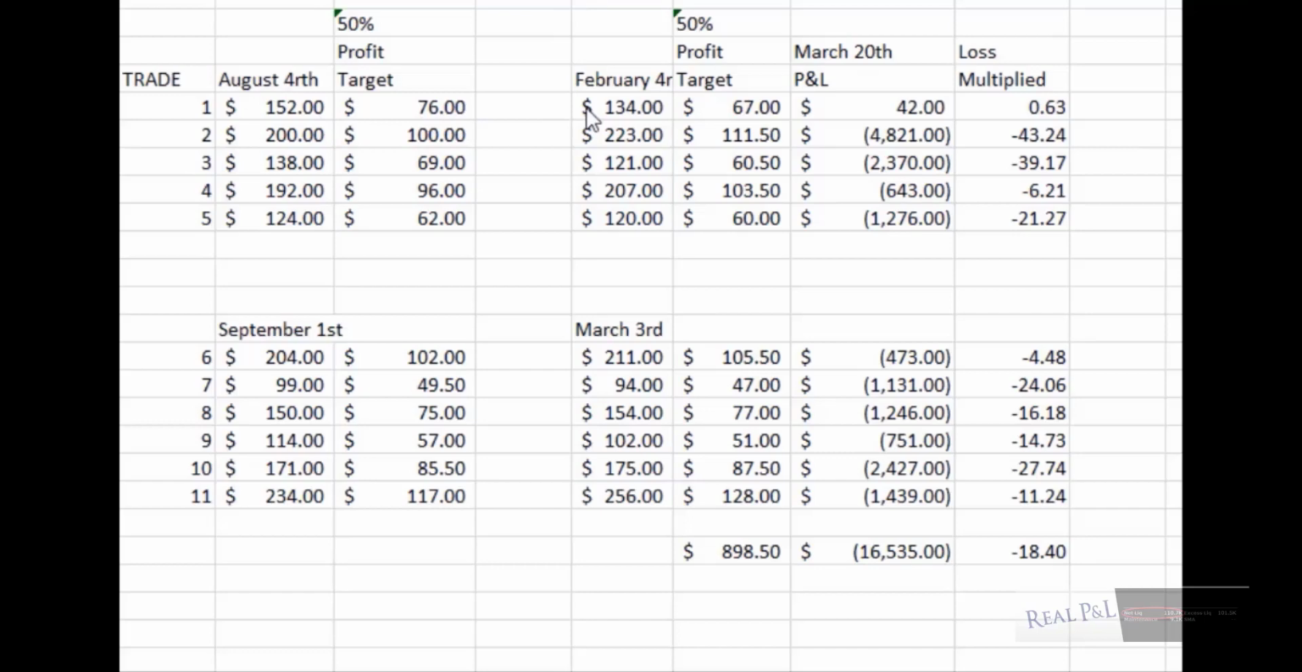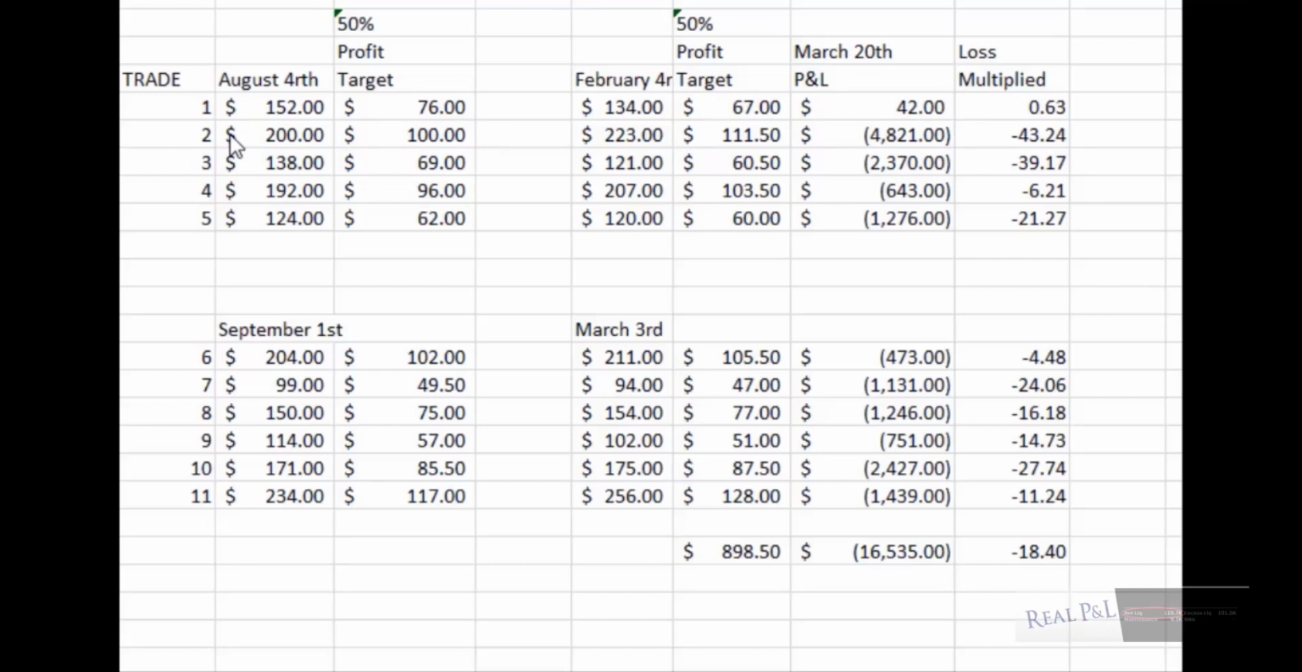So when I put the trade together, I got $134, just a little bit less than the 152, and I'm trying to make $67. And going through the crash, I actually made $42. So this trade probably hadn't closed out yet, because when it hits $67, it would hit its profit target.